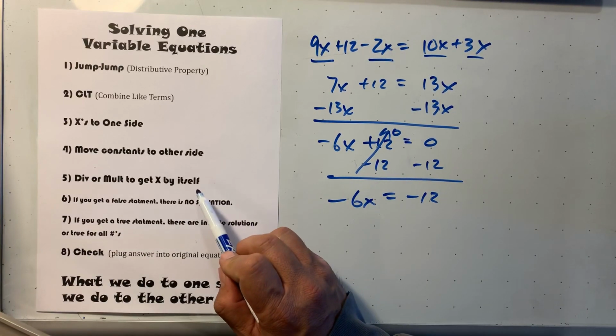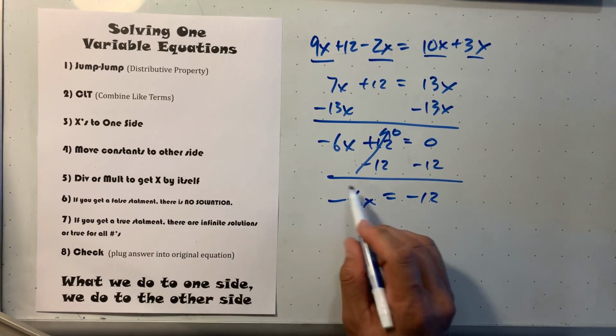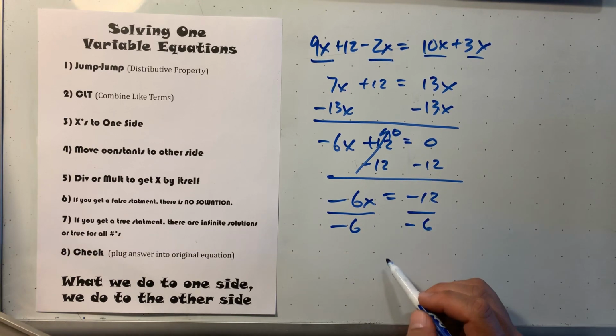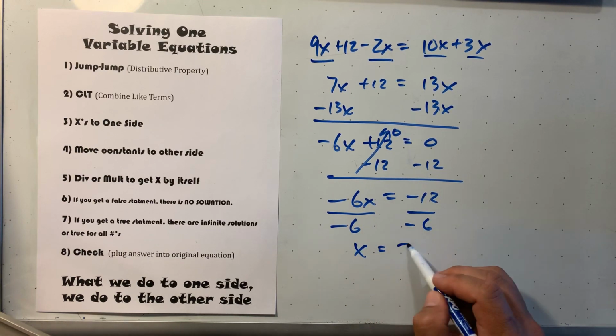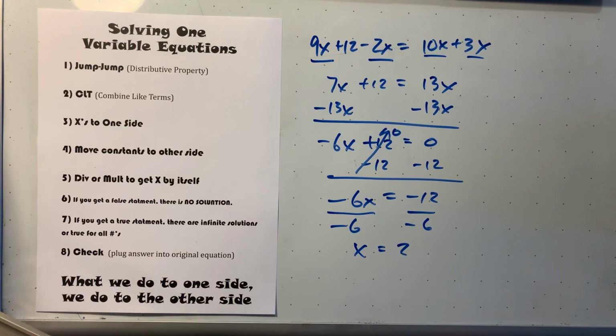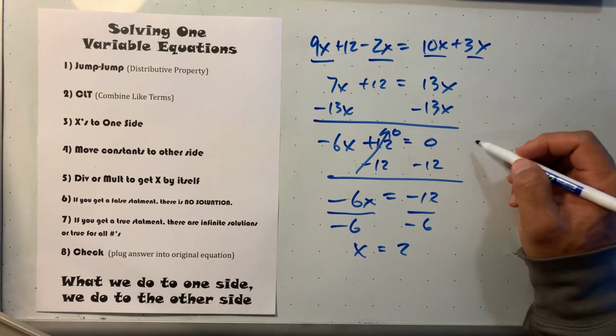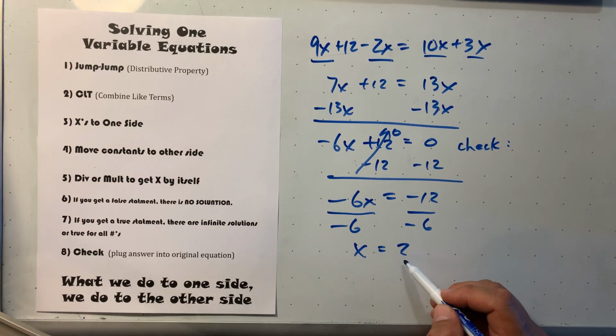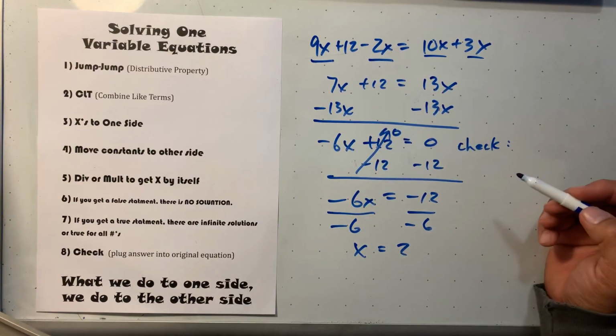Last step is to divide or multiply. In this case, I'm going to divide by the leading coefficient, which is minus 6. I do that to both sides, and then I'm going to be left with x is equal to 2. So I think that's my answer, but I'm going to do a check to make sure. To do a check, I just plug the answer I think is correct back into the original equation.